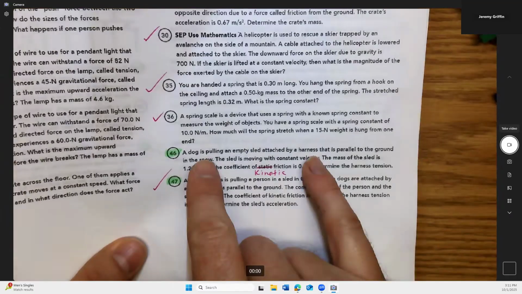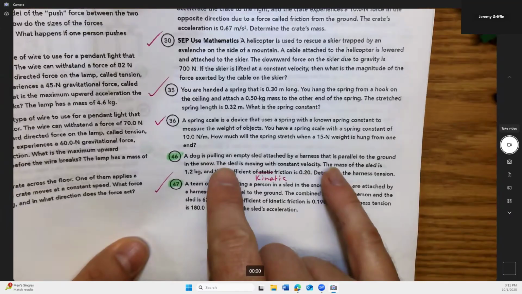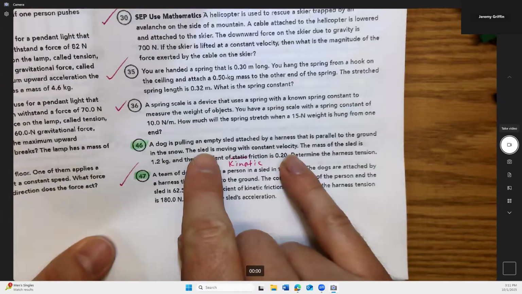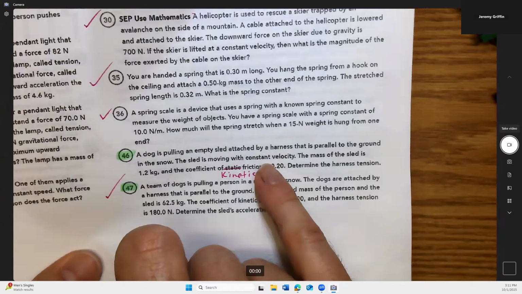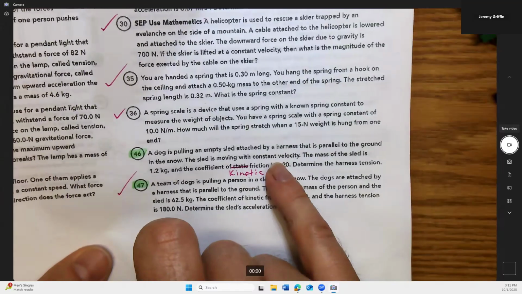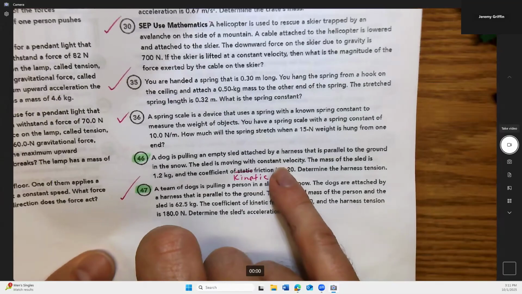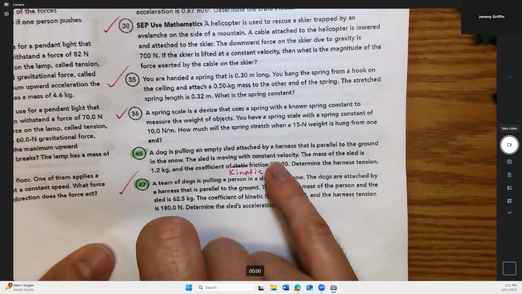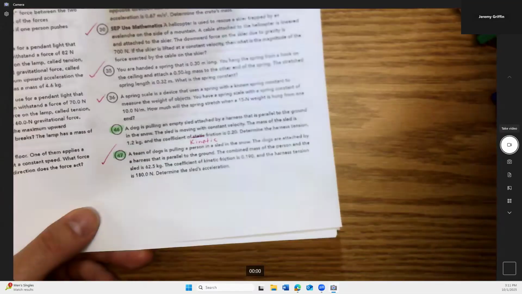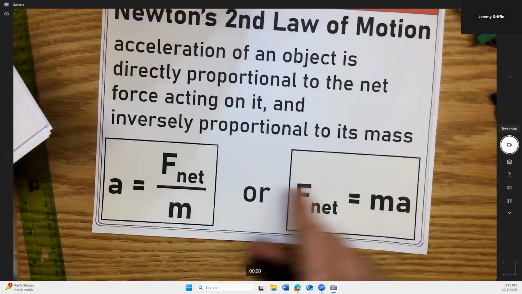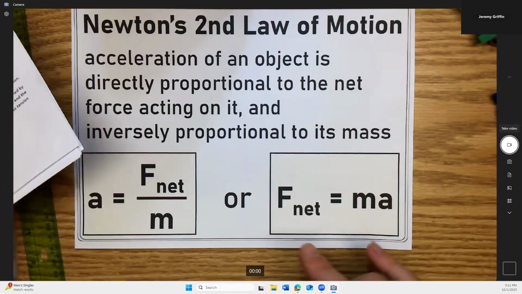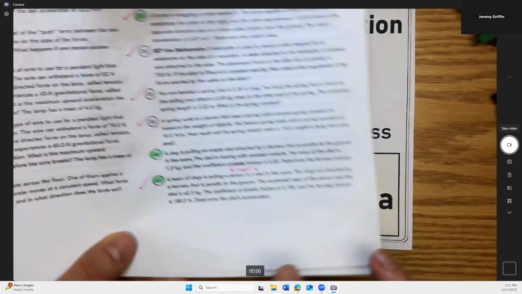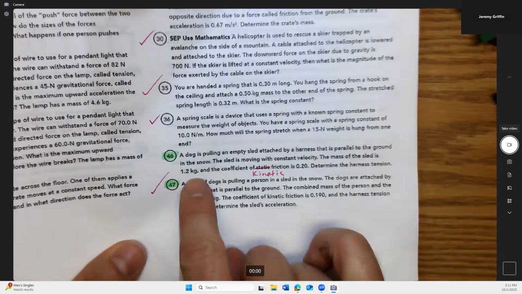A dog is pulling an empty sled attached to a harness parallel to the snow-covered ground. The sled is moving at constant velocity. Guys, whenever you see constant velocity in physics, what do you know about the net force? Zero. Yeah, zero net force, because constant velocity means no acceleration. According to Newton's second law, if there's no acceleration, there must be no net force. There can be individual forces, but they should all zero out. The mass of the sled is 1.2 kilograms.